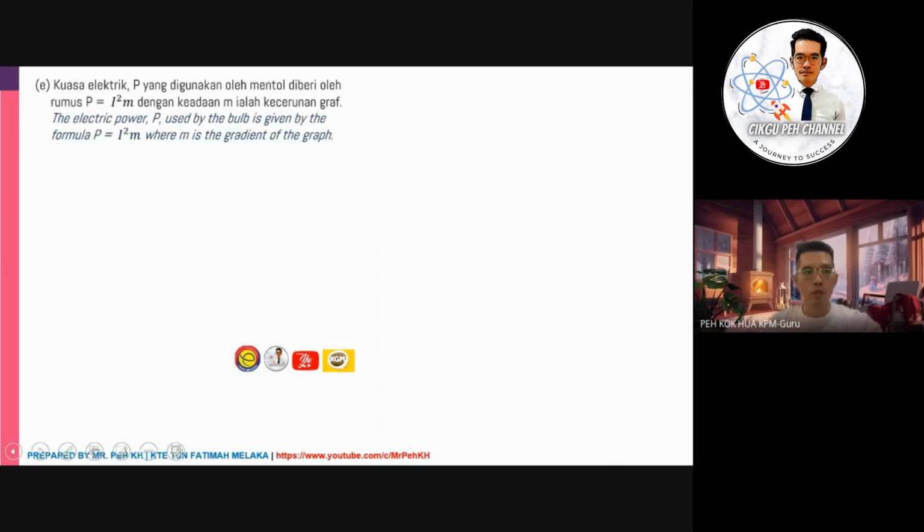Okay, then we go to question number E. This is considered a prediction question. The question gives you a formula and asks you to predict the power here. Let's go through the question. The electric power P used by the bulb is given by the formula P equal to I squared M, where M represents the gradient. So from here you can see when P equal to gradient, that means the formula is actually something you have also learned already, in section 3.4, chapter electricity. So this is what the question is trying to ask.